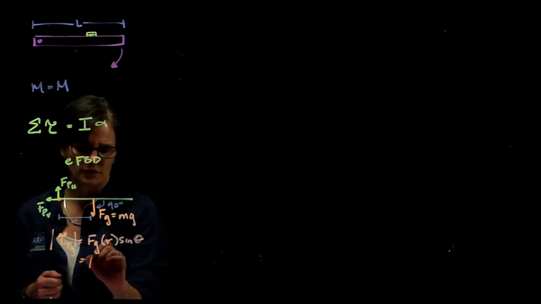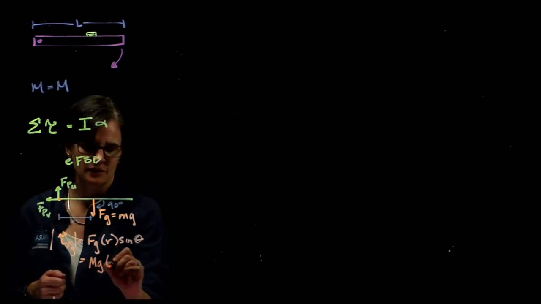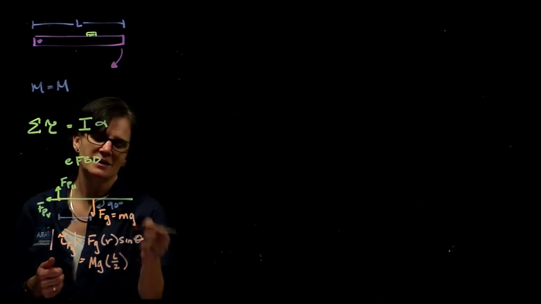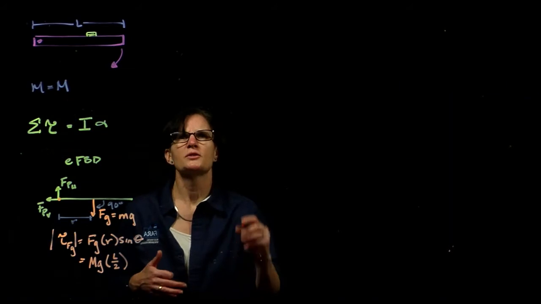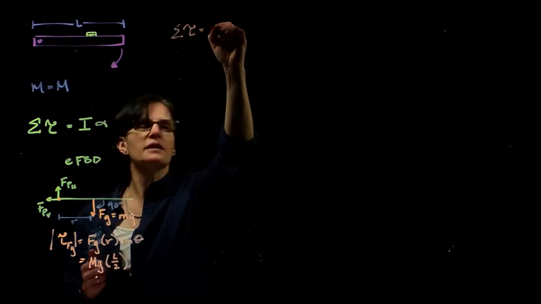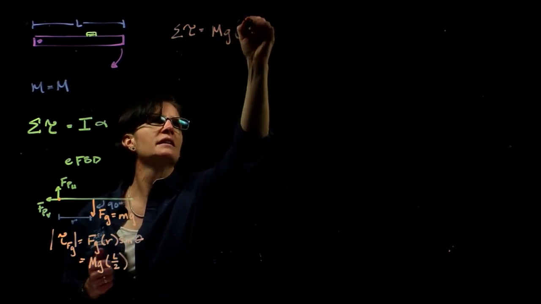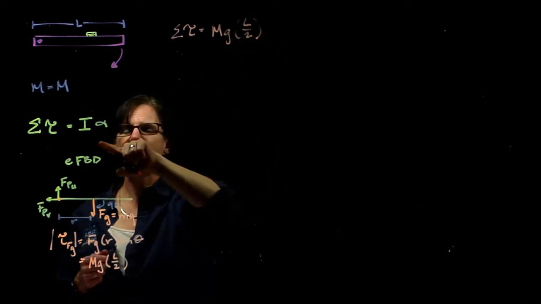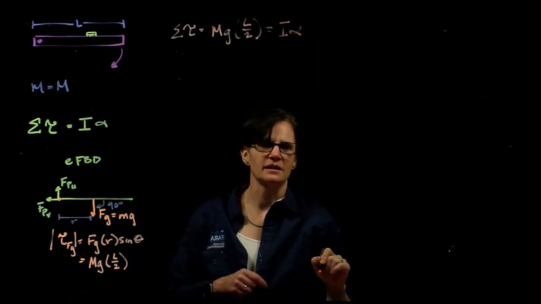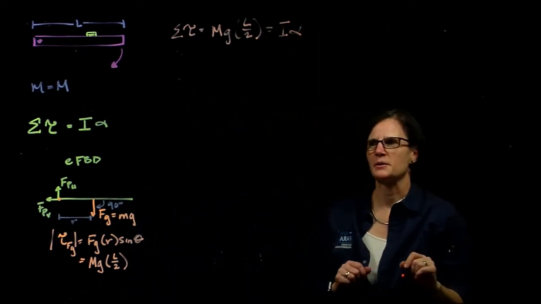We know the force of gravity is mg. The radius, for a rod of length L, is L over 2. And the sine of 90 is 1. So we see that the net torque acting on this rod is mg L over 2, and that has to equal I times the angular acceleration.